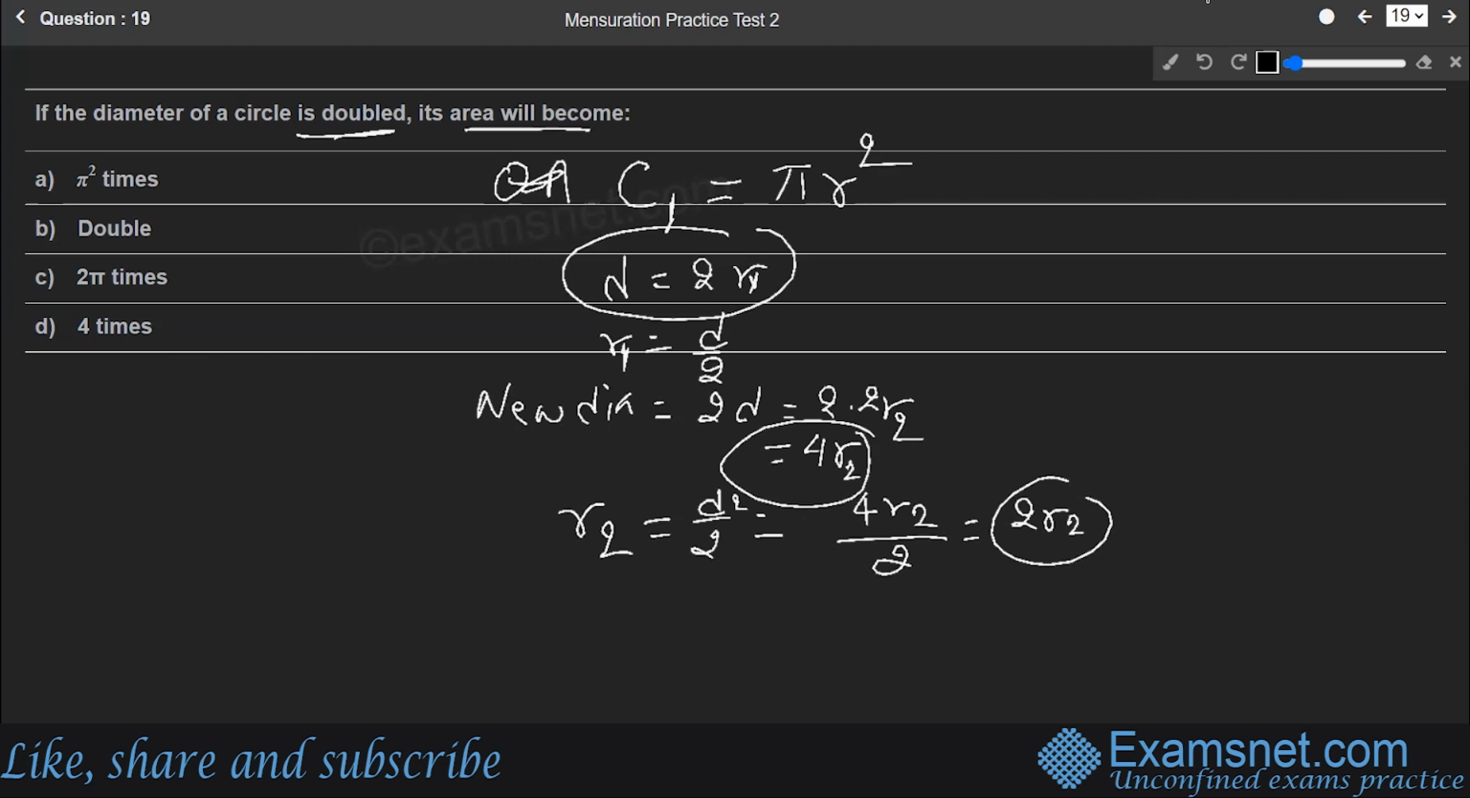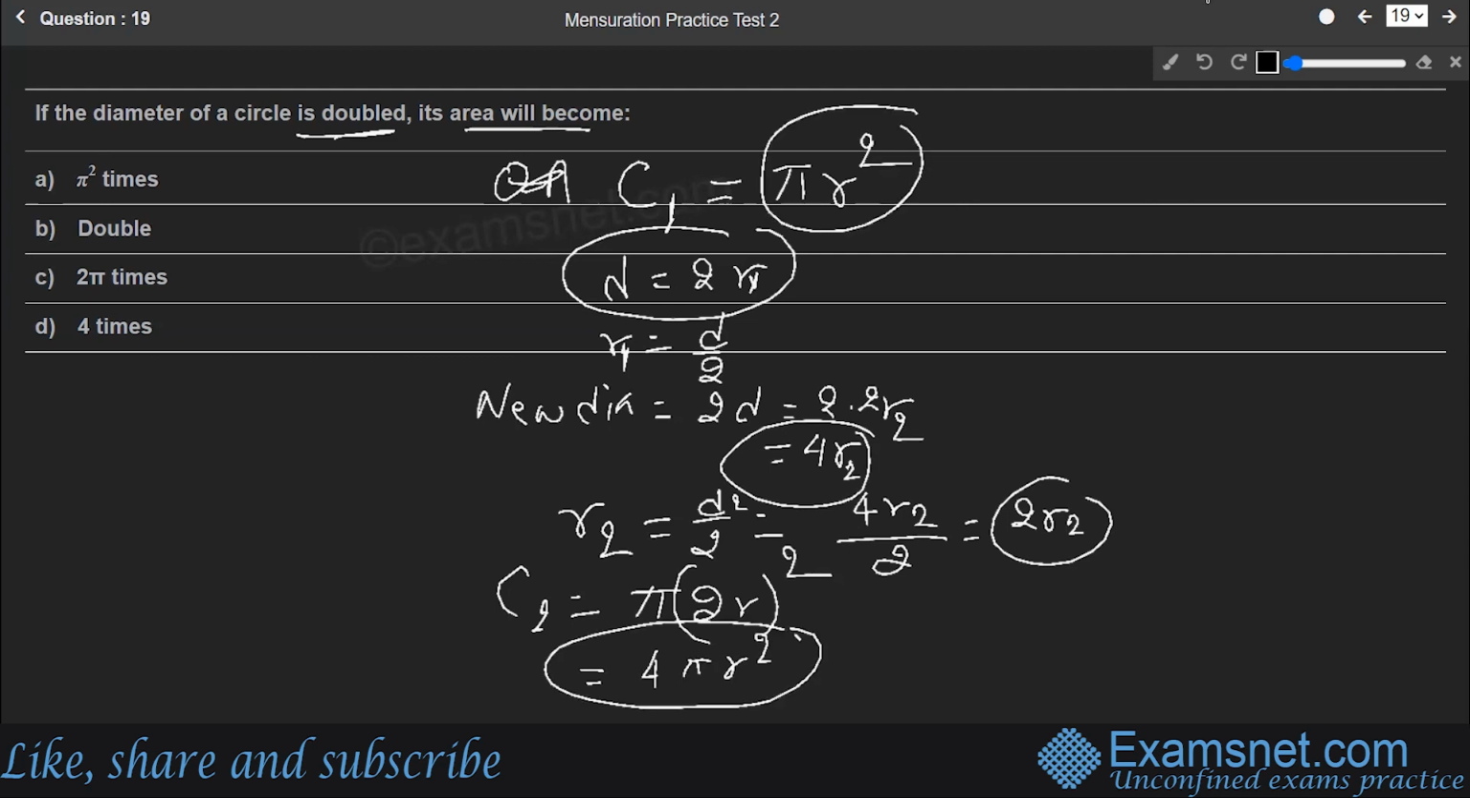Then he wants us to calculate what will happen with the area. The new area, A2, will again be pi r square only. Pi into the new radius, which is twice the older radius, so 2r's whole square. If you solve this further, this comes out to be 4 pi r square. So this is the new area, 4 pi r square. The original area was pi r square. He asks how much the area will become. Clearly we can see the area has become 4 times. So that's the right answer, option number D, 4 times.